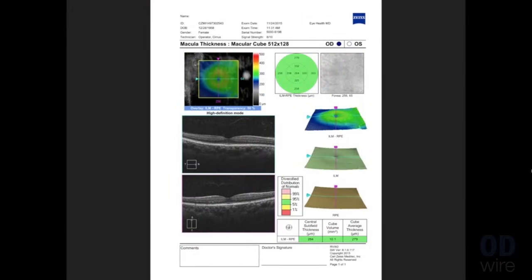Again, you're going to see a lot of information on your standard printout, and it's important to be able to understand which parts, in terms of the colors, correlate to which areas.